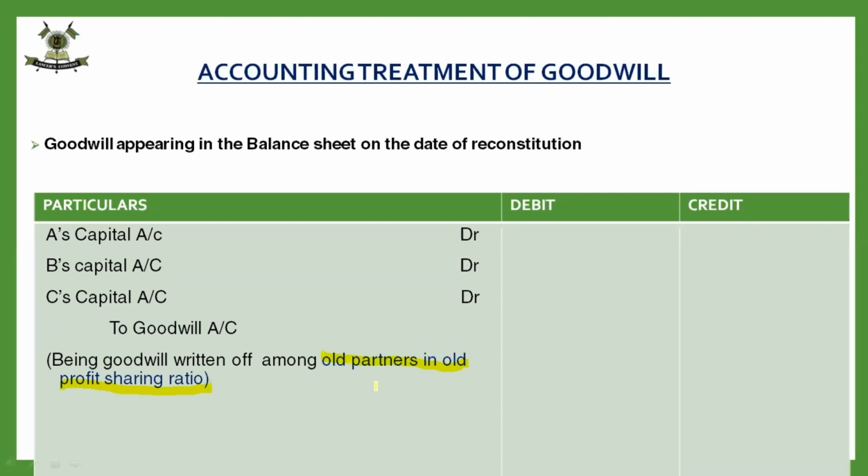Fine. So the purchased goodwill appearing in the balance sheet on the date of admission is to be treated by passing just one journal entry, that is partners' capital accounts to goodwill. Here I'm using the word goodwill because this is the purchased goodwill and it was recorded in the books of account. So if you are asked to prepare partners' accounts, the goodwill appearing in the balance sheet will be posted to the debit side of partners' capital accounts.